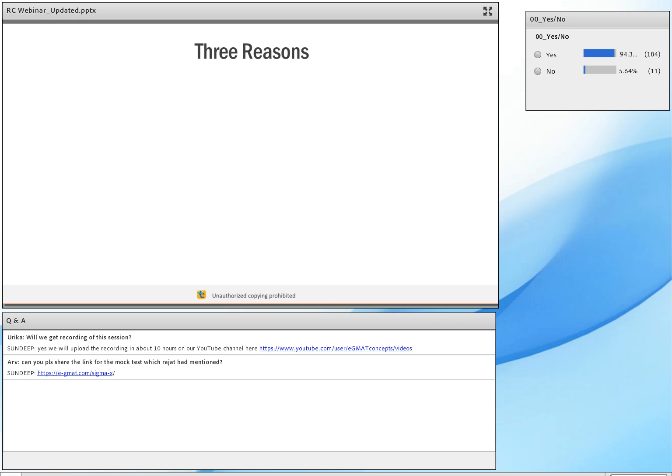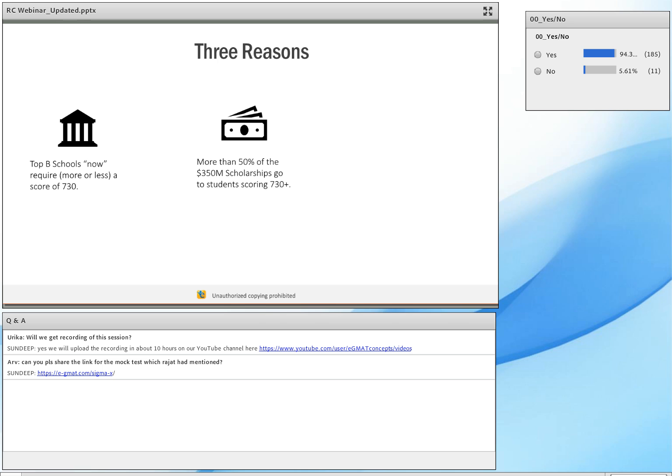Okay. So why is it? There are three reasons. One is if you look at the trend that's been going on, B schools are now looking for that score of 730 or higher, and essentially you should aim for that score of 730 or higher. Despite it being more competitive, because it can get you an ROI of about $500,000 or so. Why? Because hey, if you want to go to a top B school, you need that score.